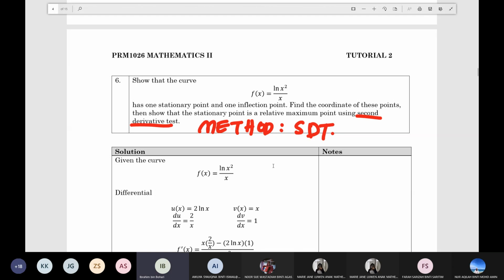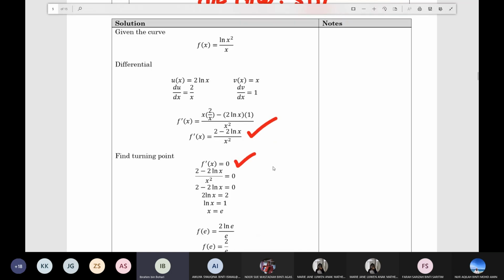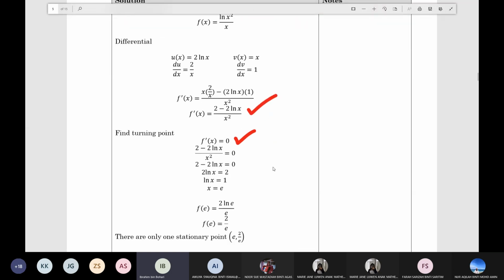Question 6. First, find the first derivative of the function. f(x) equals ln x squared over x. u equals 2 ln x and v equals x. Check the answer. The first derivative is 2 minus 2 ln x over x squared. Then you let the first derivative equal 0, and the value of x, the stationary point, equals e.